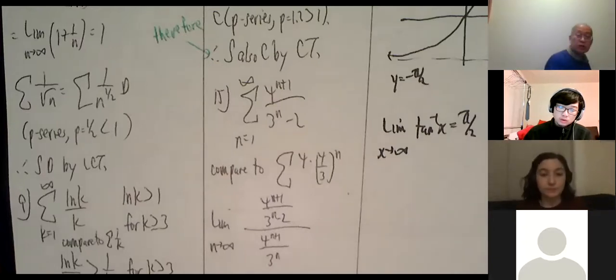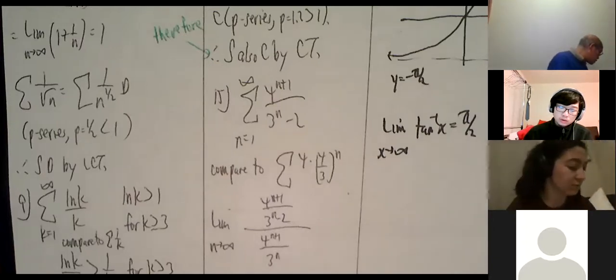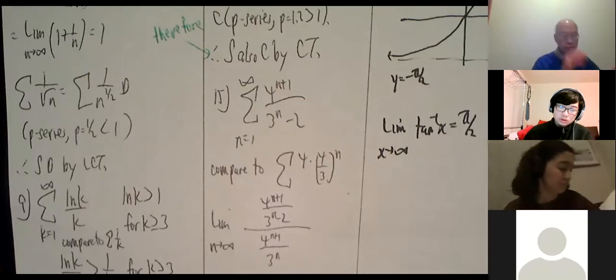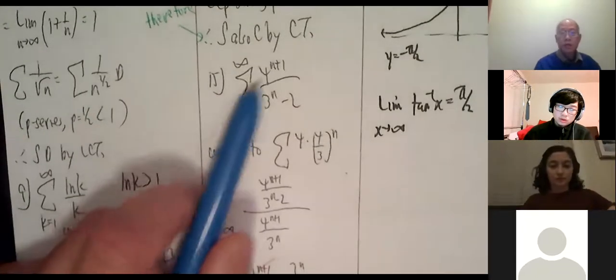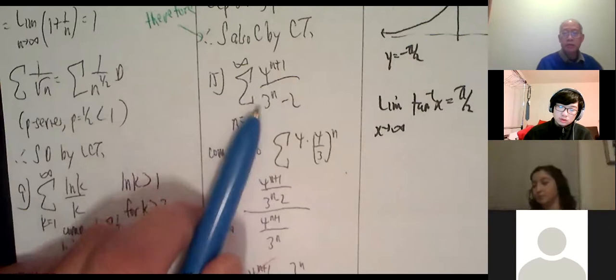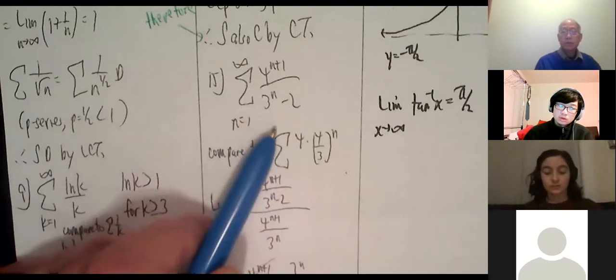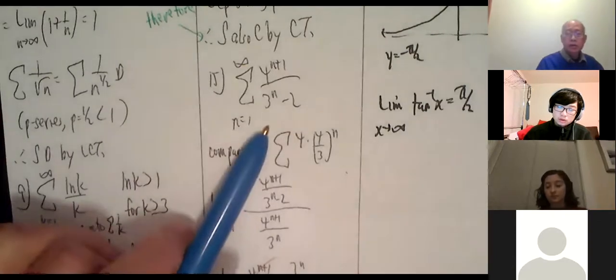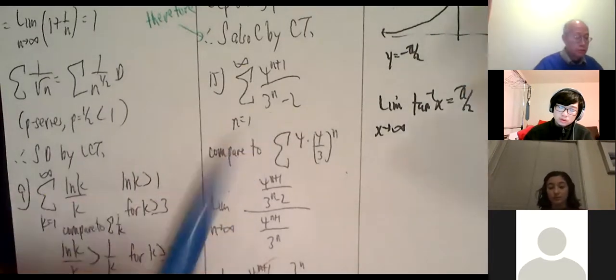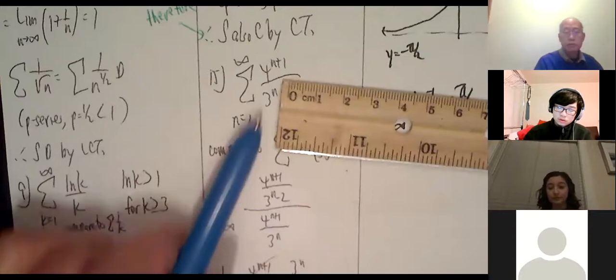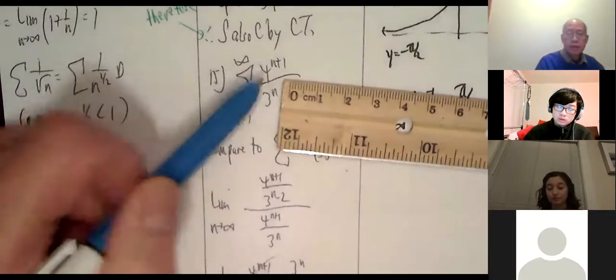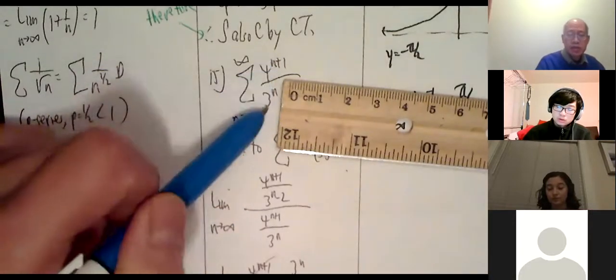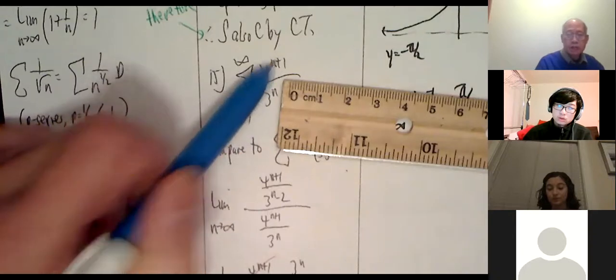Then I was going to do my number 15, and it looks like it matches this time. 4 to the n plus 1 over 3 to the n minus 2. Can you guess what I'm going to throw out in the long run? The minus 2. So forget that. Now, I want these to be the same. This is n plus 1 and this is n.